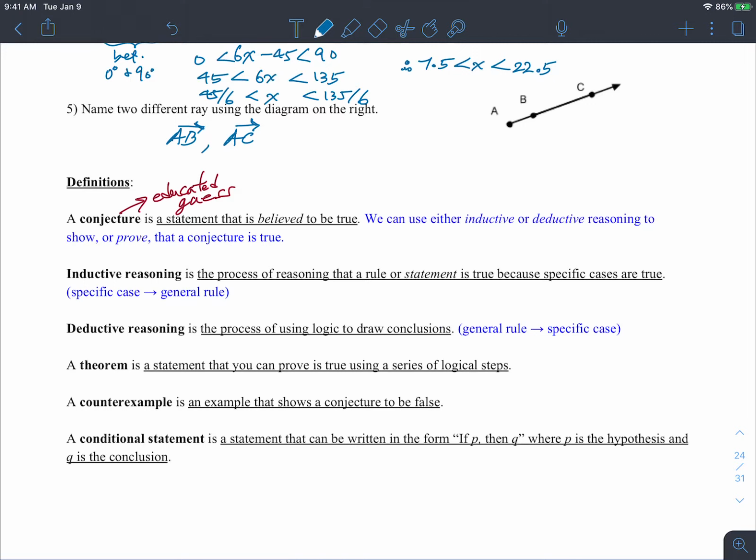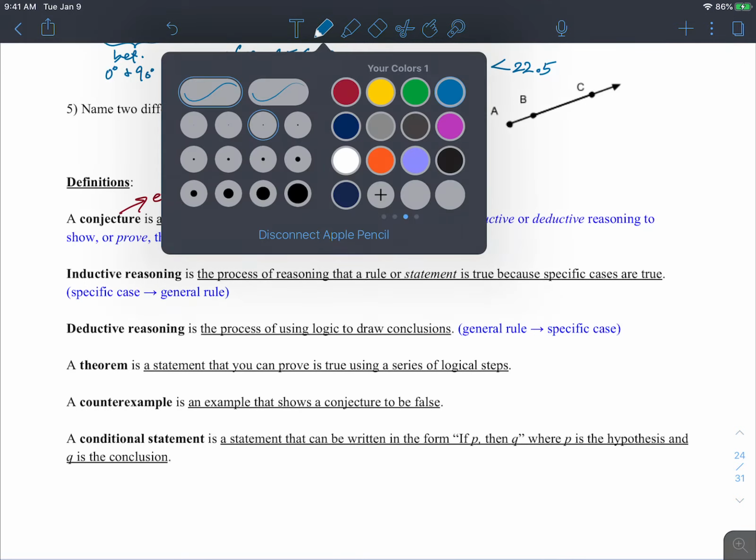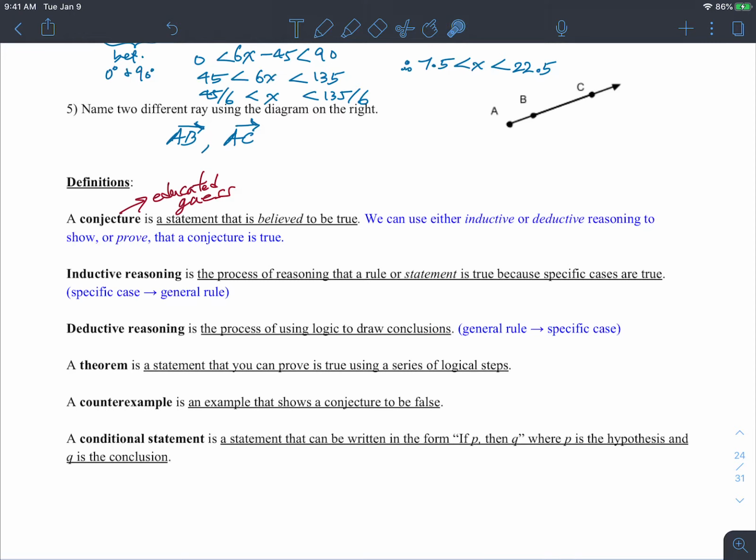The definition, conjecture, is a statement that is believed to be true, right? And so quick way to think about that is that conjecture is a guess, but not guess like some random guess, right? But it has to be an educated guess. When I said educated guess, you have to have some evidence behind it. It can't be an opinion. Conjecture is a guess, but it has to be an educated guess where you have a reason to believe that it is true.